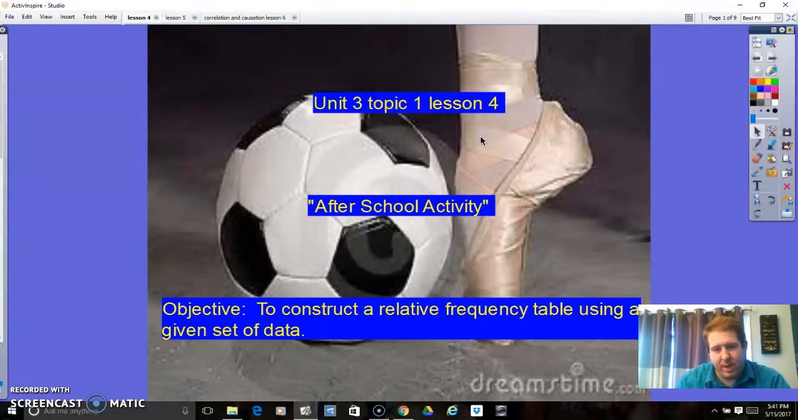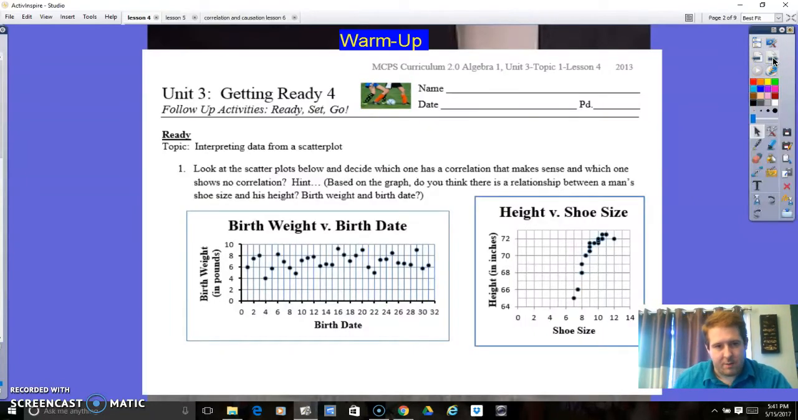So we're going to be doing two-way frequency tables. Now, you may have done one-way frequency tables with tally marks in the past, but this time we're going to do two-way, both horizontally and vertically, straight up and down. All right, so we're going to start off with a warm-up, which is going to be interpreting scatter plots.